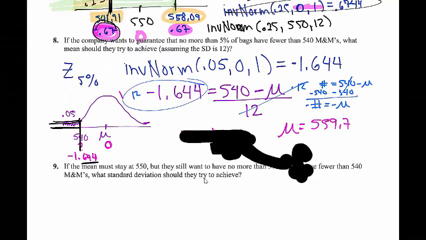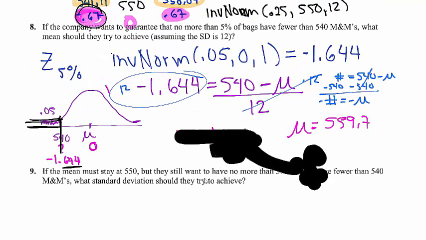So if they set their machine at basically 560 instead of 550, then they're going to assure that less than 5% of the bags have 540 M&Ms or fewer. Questions on that? Okay.